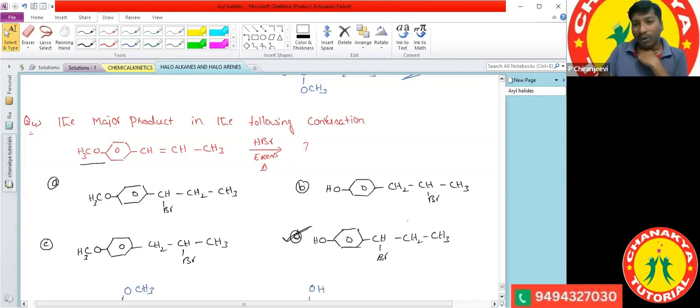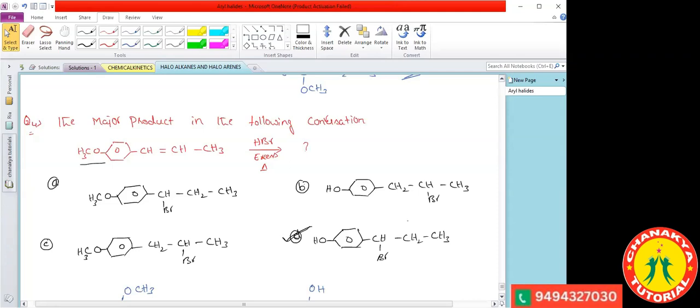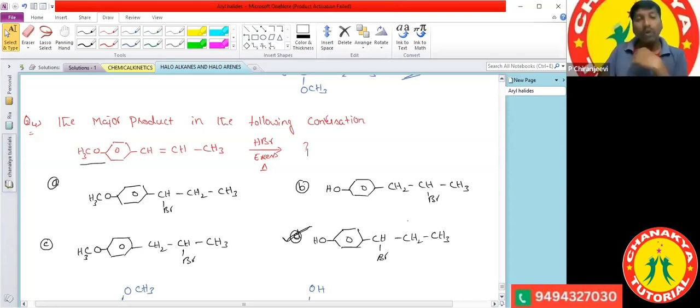Anyone having doubt? Samhita, do you have any? Sir, my only doubt is how did OH come? The OH comes because of the ether linkage, it is there here. That is only the first step. That is what I am explaining now.